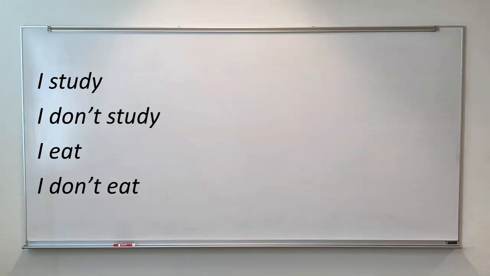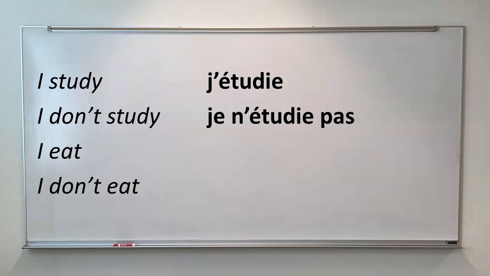Study, to study. Remember, the verb to study is étudier. So I study begins with a vowel, étudier. J'étudie, and notice that there's an accent mark on the E. J'étudie. I don't study. Again, the accent mark should give you a heads up that instead of the ne, you're going to use the N apostrophe. I don't study. Je n'étudie pas.